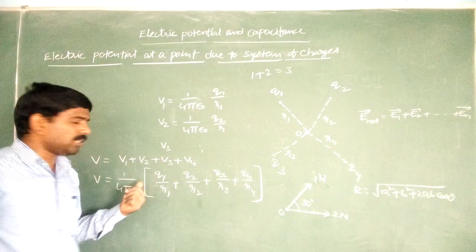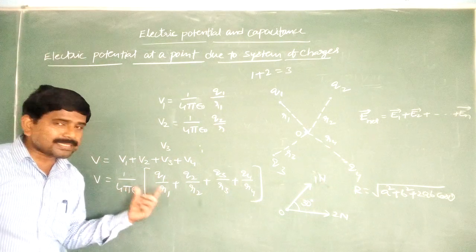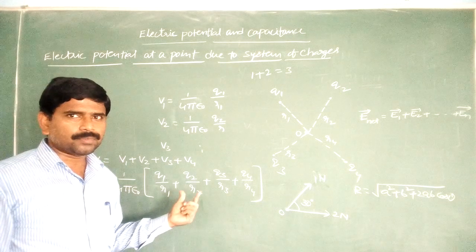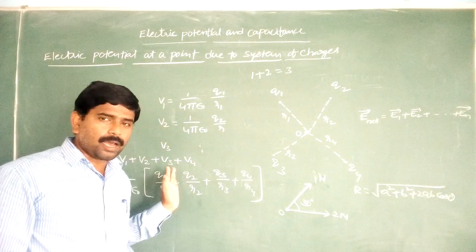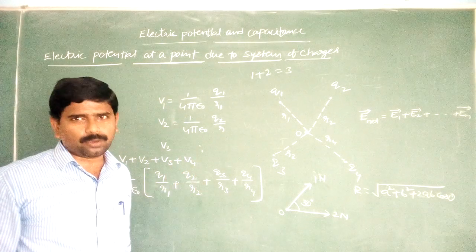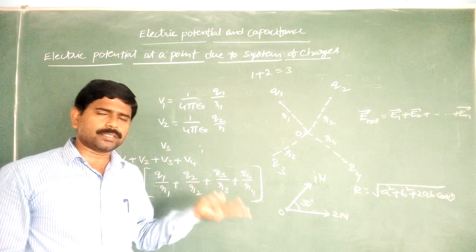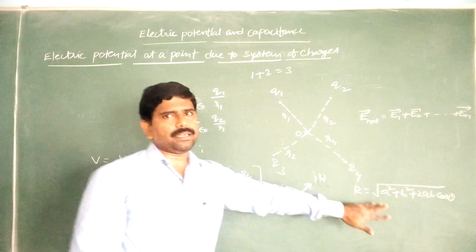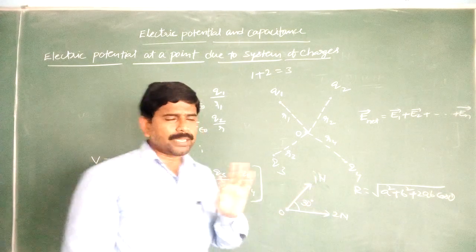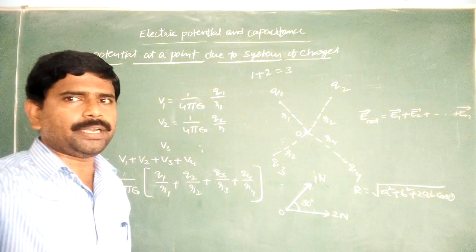But in case of the electric potential, this is a scalar physical quantity. So we are adding just using the ordinary algebraic rules. 1 plus 2 plus 3 plus 4 is equal to how much? Just ordinary algebra. This is vector algebra. Okay. So that is the difference. Try to observe it.